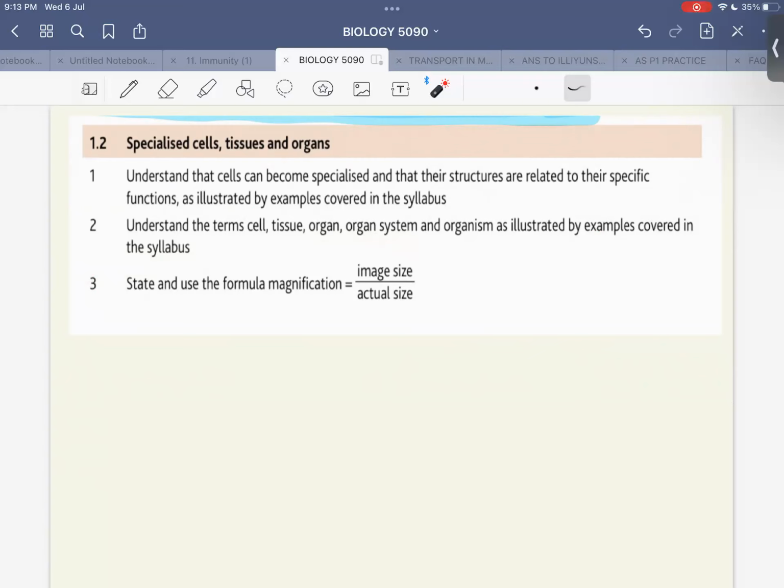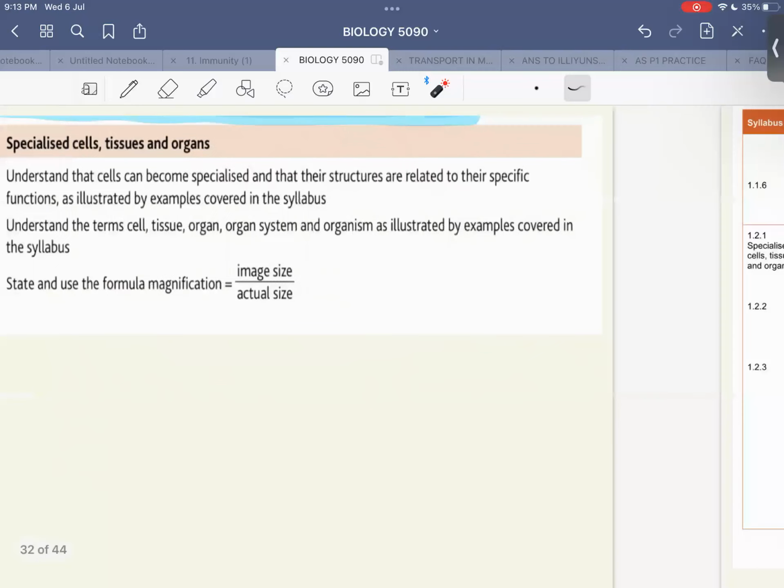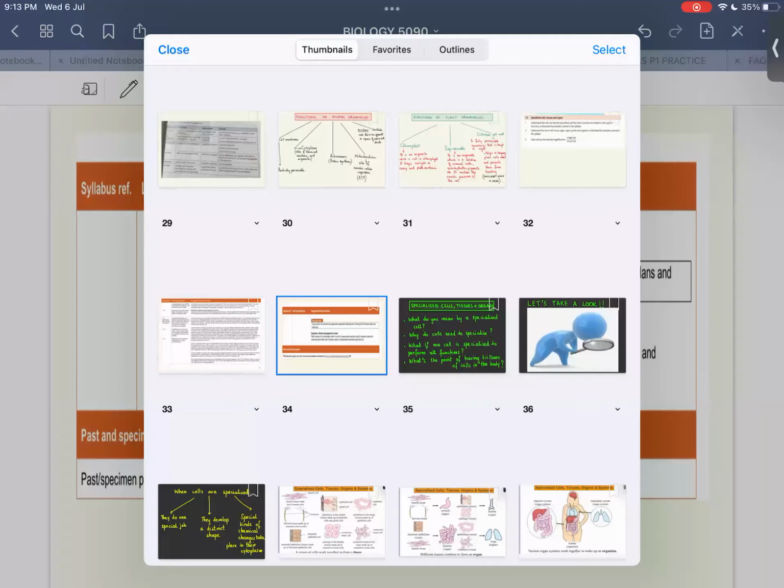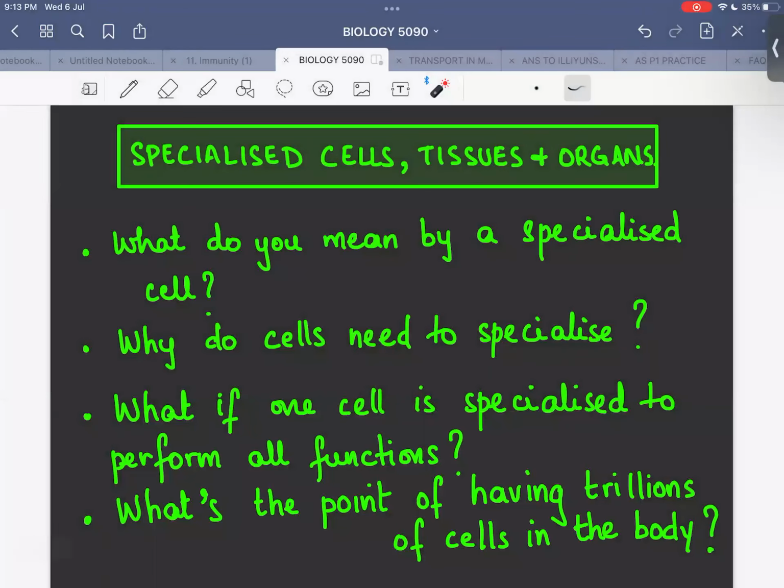So let's start. Before I start covering these learning outcomes, I would like to ask some questions. What do you mean by a specialized cell? Why do cells even need to specialize? You must have heard about a specialist doctor, a doctor who is a specialist of skin, like a dermatologist, a doctor who is a specialist of children's diseases, a pediatrician, a doctor who is a specialist of heart diseases, a cardiologist. In the same manner, in our body, cells are also specialized.